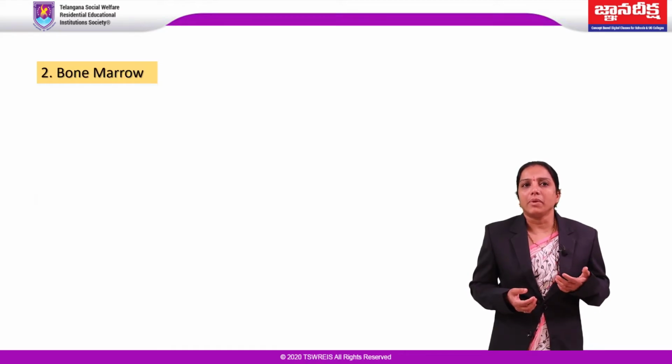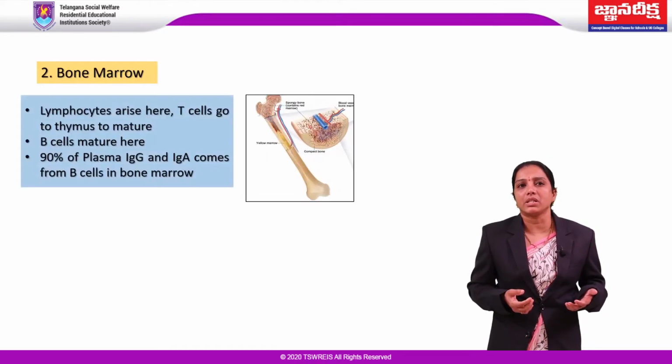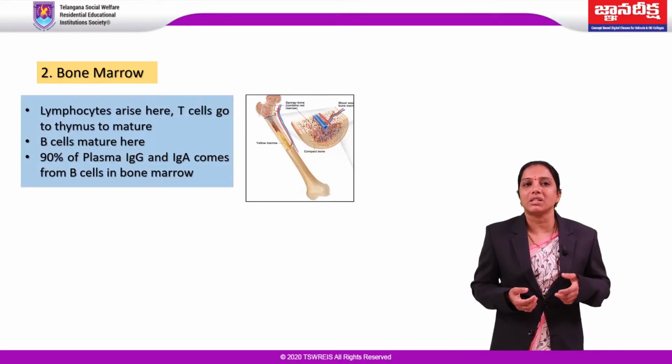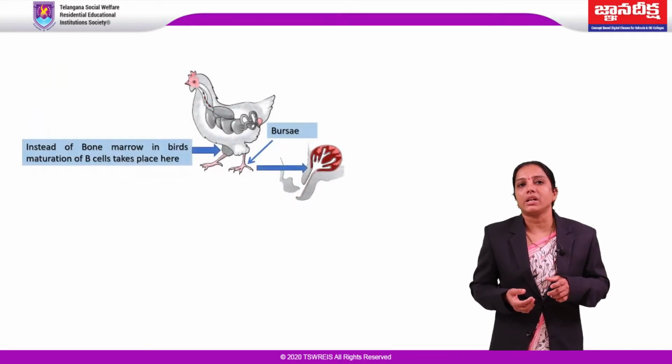B cells or B lymphocytes mature in the bone marrow itself and express the membrane-bound antibody on their surface. But in birds, instead of bone marrow, the bursa of Fabricius, which is located at the cloaca region, has a similar function in B cell maturation.